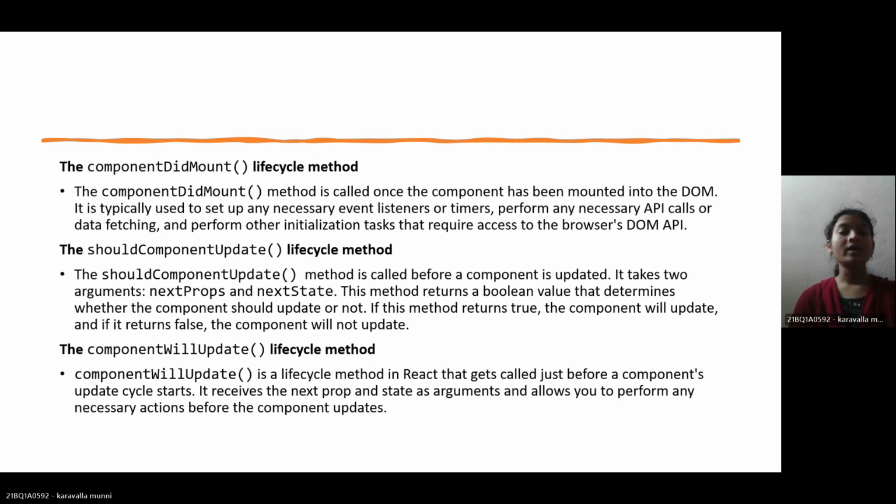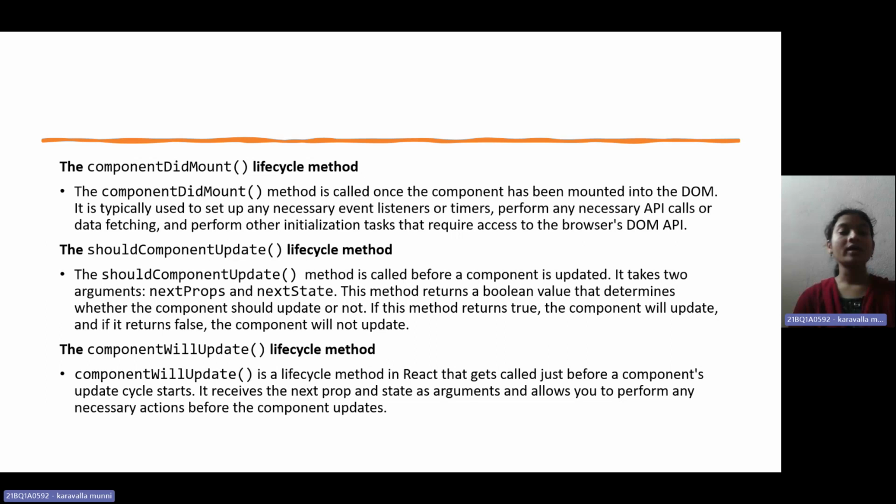The shouldComponentUpdate lifecycle method is called before a component is updated. It takes two arguments, nextProps and nextState. This method returns a boolean value that determines whether the component should update or not. If the method returns true, the component will update, and if it returns false, the component will not update.